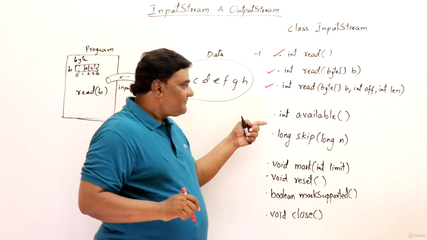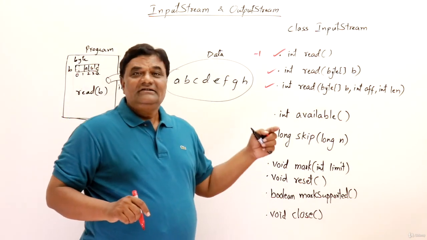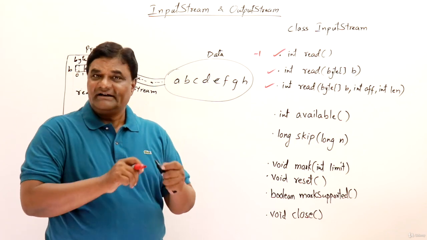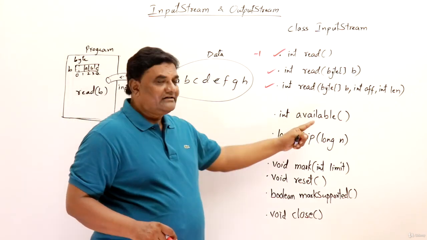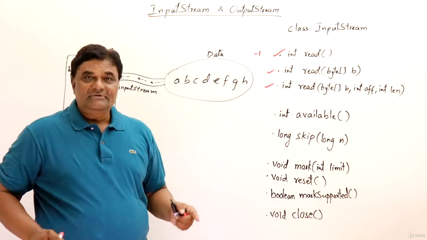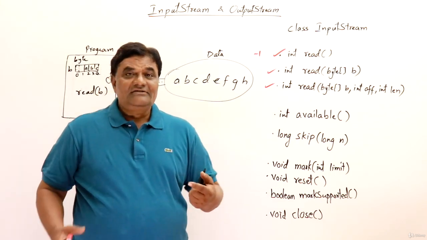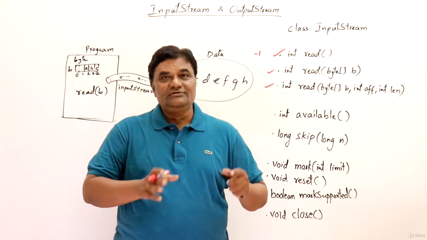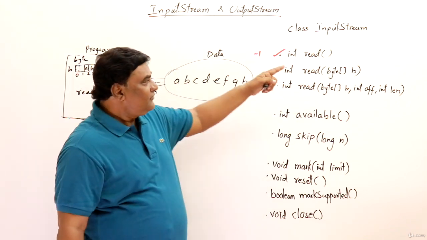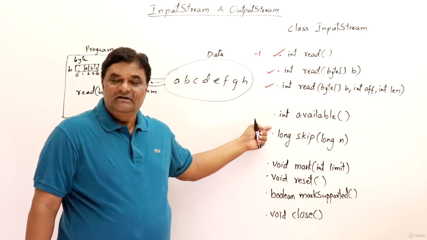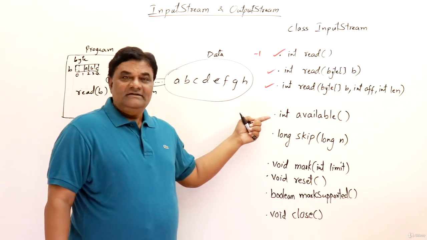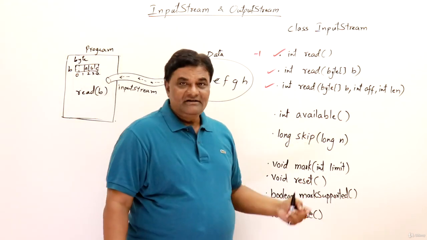The next thing is available. This method will tell you how many bytes of data are available. Right now there are a total of 8 bytes. This method returns the number of bytes available in the resource. So before calling this read or this read, you can find out how many bytes are available and you can read those many bytes. The next is skip.